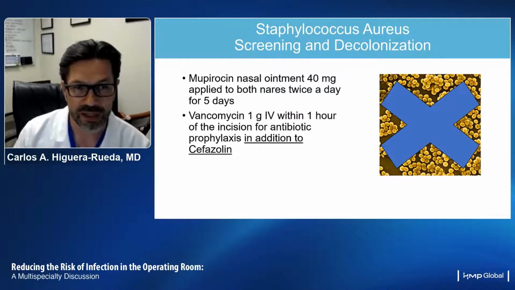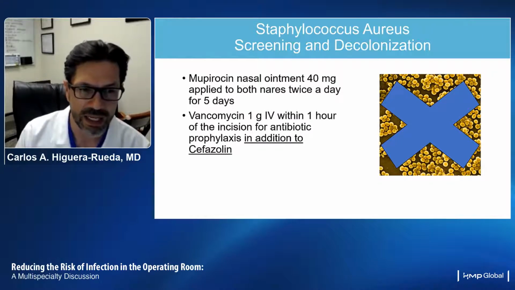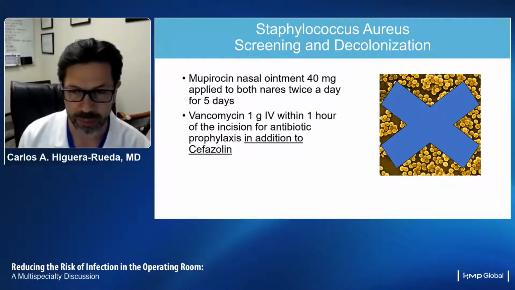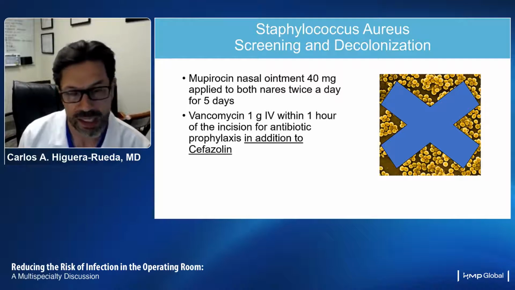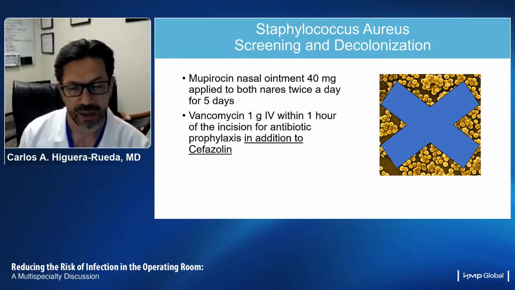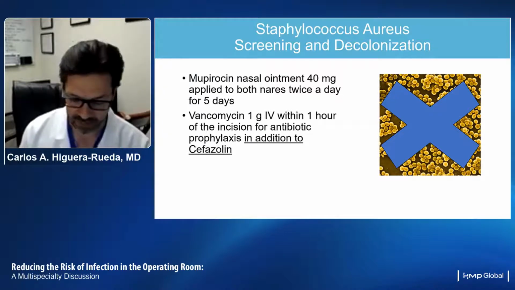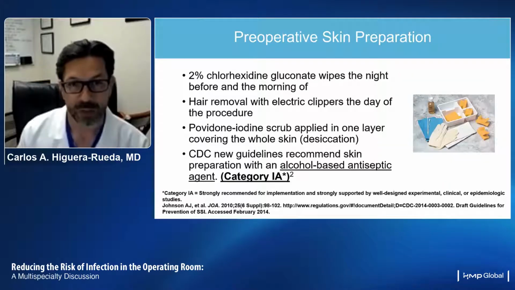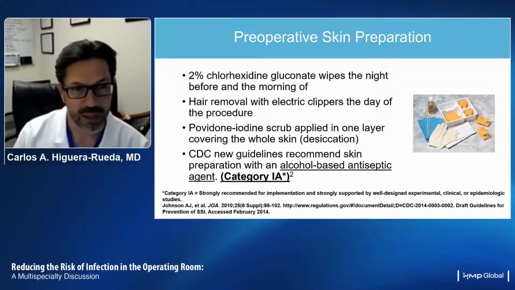Staph aureus screening decolonization is debatable. We still continue doing this mainly to tailor the prophylactic antibiotics that we give to the patient. If the patient is MRSA positive, in addition to cefazolin, we give vancomycin as a prophylactic antibiotic. Never vancomycin alone, as vancomycin is only bacteriostatic, is not bactericidal, and doesn't have good coverage as a prophylactic antibiotic. Preoperative skin preparation is extremely important.